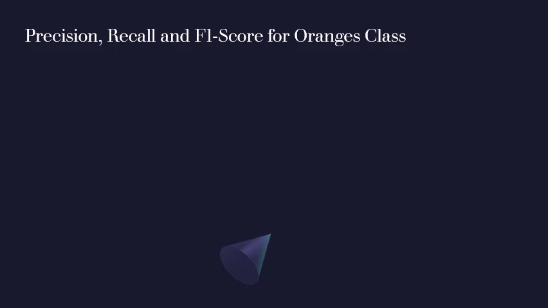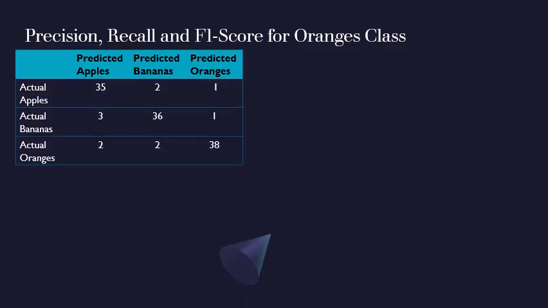For the orange class, let's take a look again at our confusion matrix. So for the orange class, there are 38 oranges predicted as oranges that are actually correct. So we have here 38. And then we have our false positives. Our false positives are 1 apple incorrectly predicted as orange, and then we also have 1 banana incorrectly predicted as orange. So we have here 1 and another 1. So in total, we have 2 false positives.